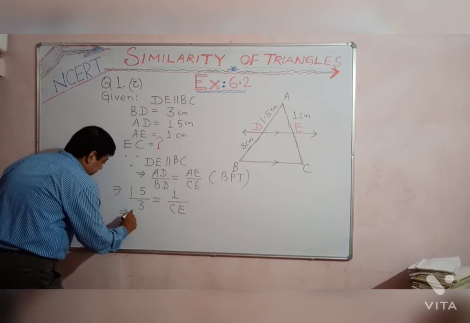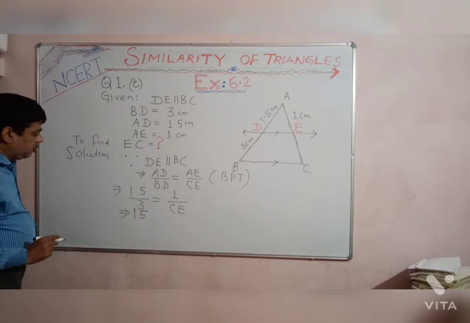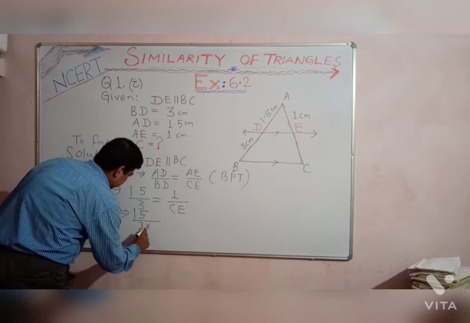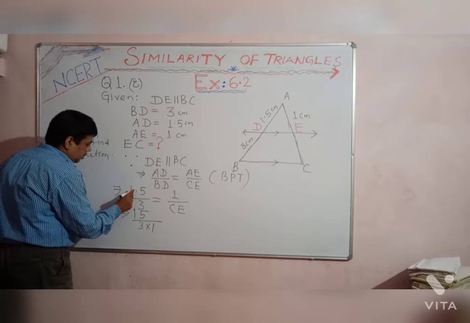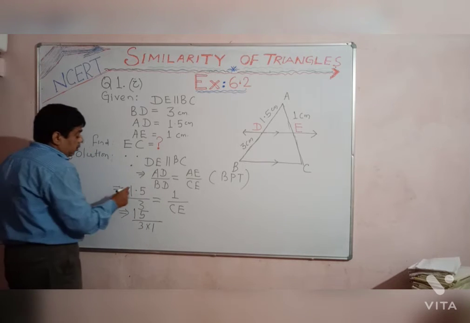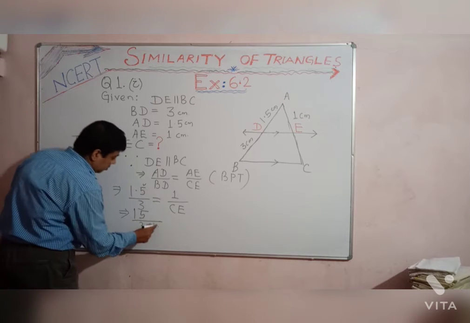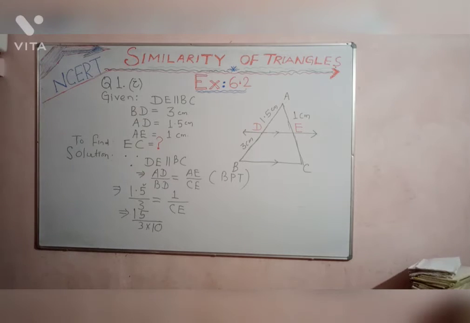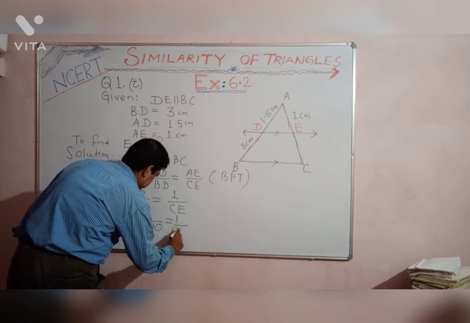So you simplify. First you remove the decimal point. After removing the decimal point, the number will be 15 upon 3. Then write down 1 in the denominator, and you see the numerator is 1.5. The decimal part contains 1 digit, so you have to put 10. This is how you remove the decimal point, and that is equal to 1 upon CE.